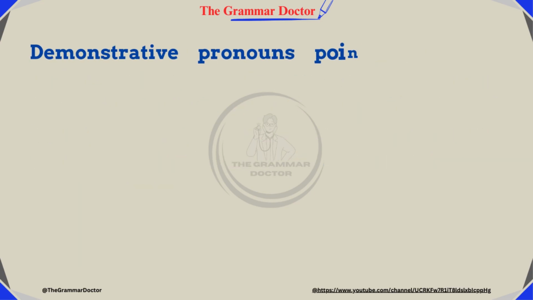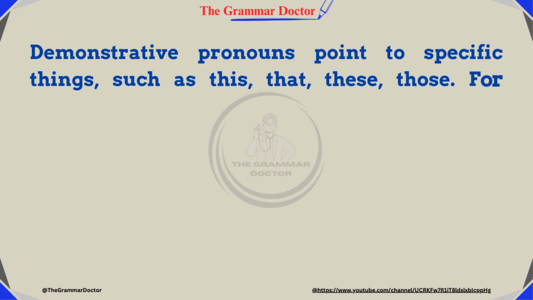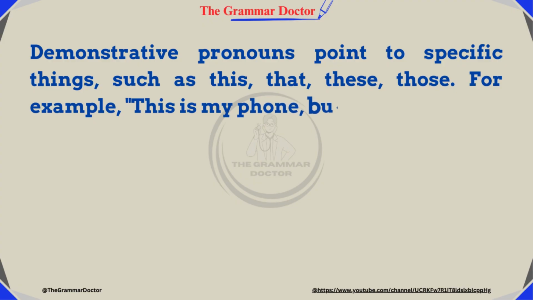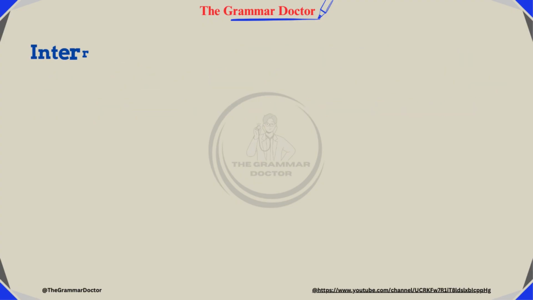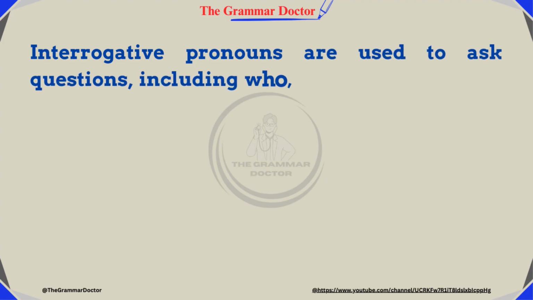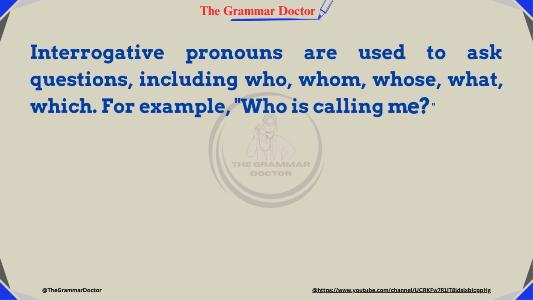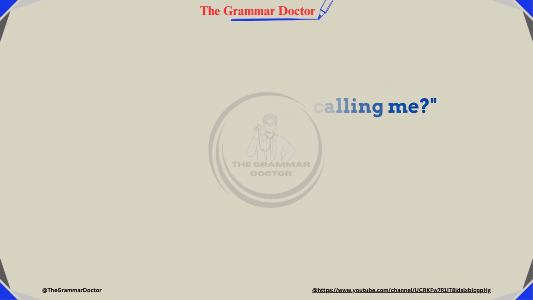Demonstrative pronouns point to specific things, such as this, that, these, those. For example, "This is my phone, but that is yours." Interrogative pronouns are used to ask questions, including who, whom, whose, what, which. For example, "Who is calling me?"